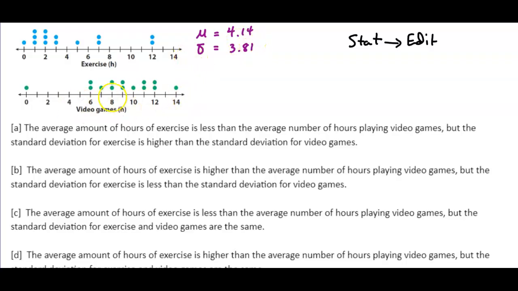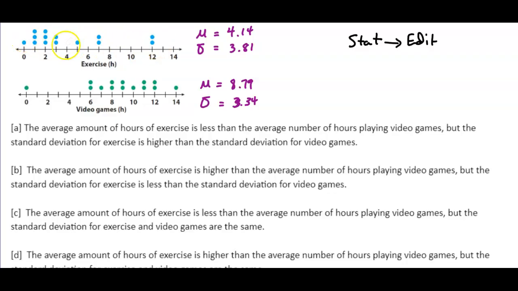If you do the same thing for the hours playing video games, the mean is 8.79 and the standard deviation is 3.34. Now if you look at these numbers, the mean for the hours of video games is higher, but the standard deviation for exercise is higher, which sort of makes sense even if you don't put in the numbers. If you look at video games, most of the dots are on the higher end, so it would make sense that its mean is that much more than the mean of the hours of exercise. As far as the standard deviation goes, the values for numbers of exercise are more spread out.